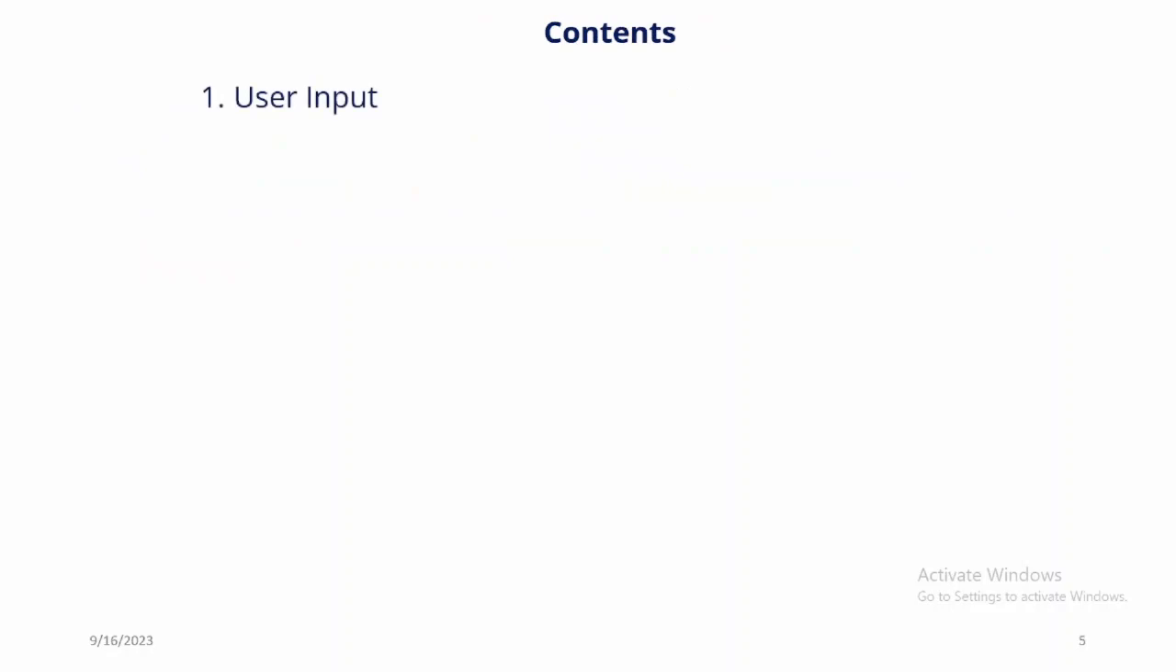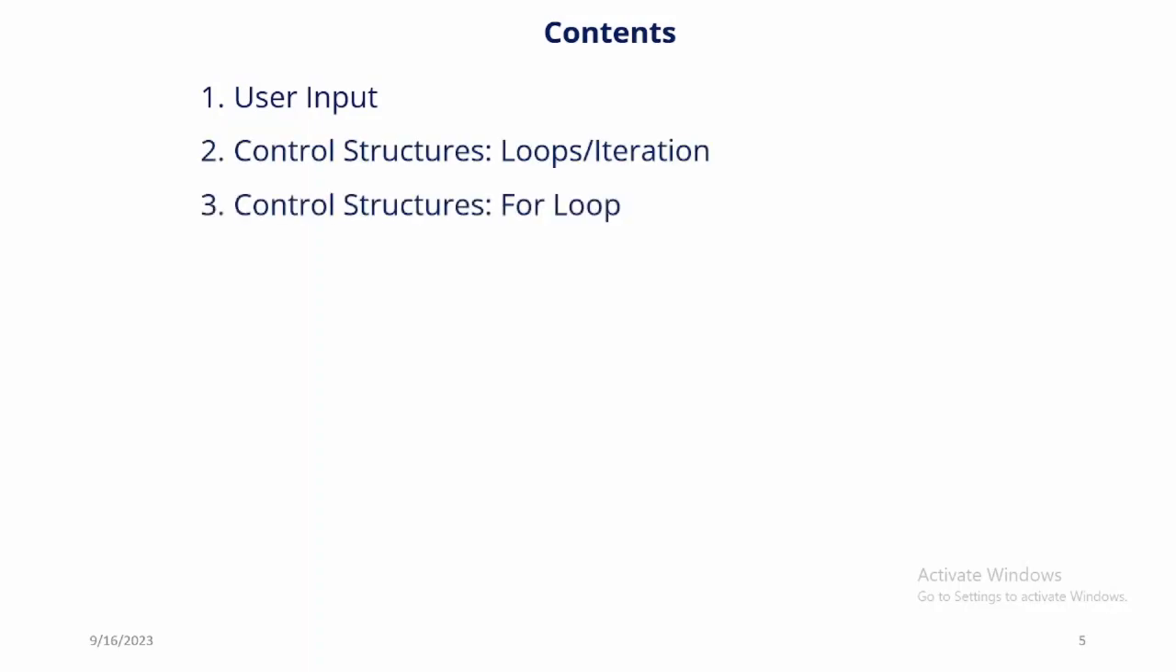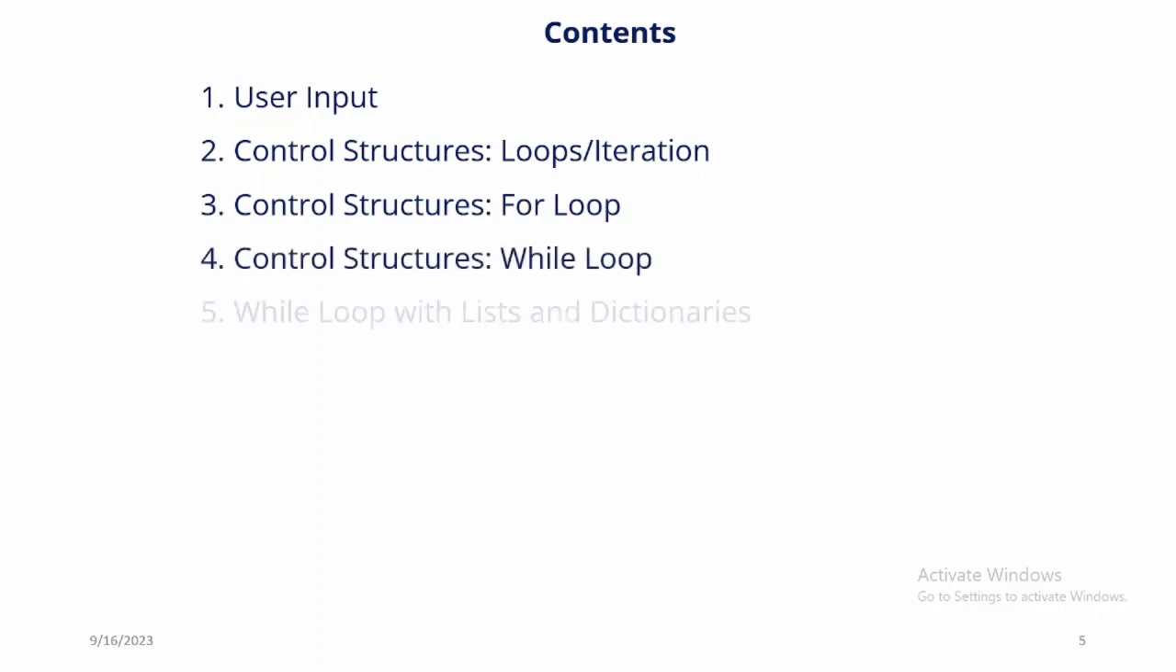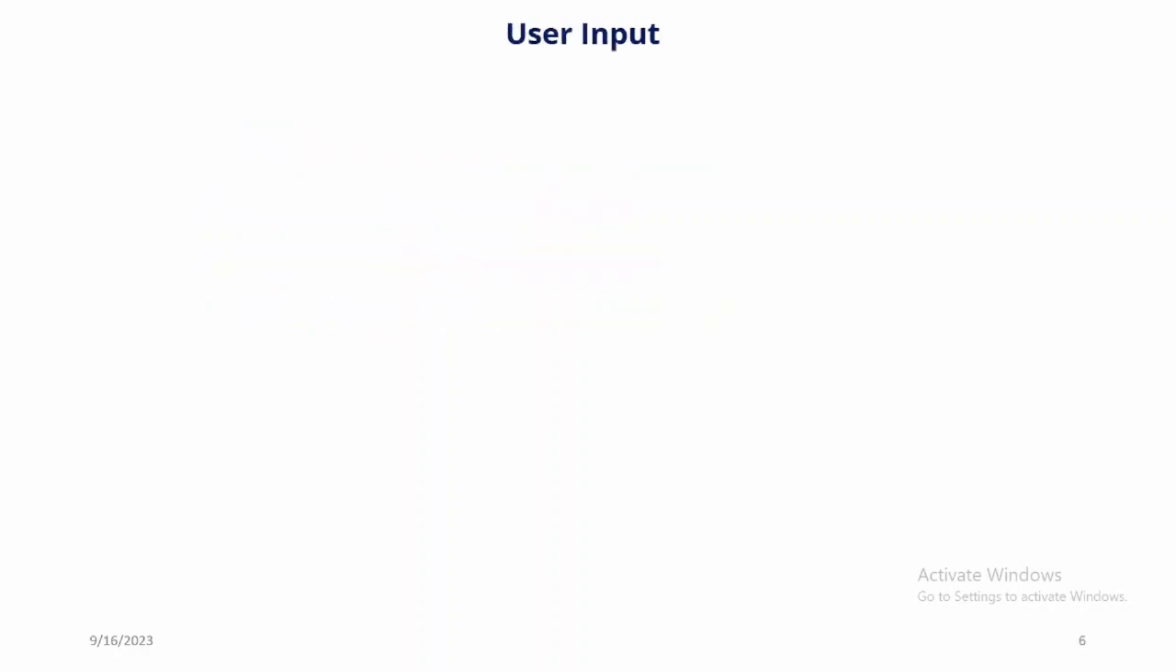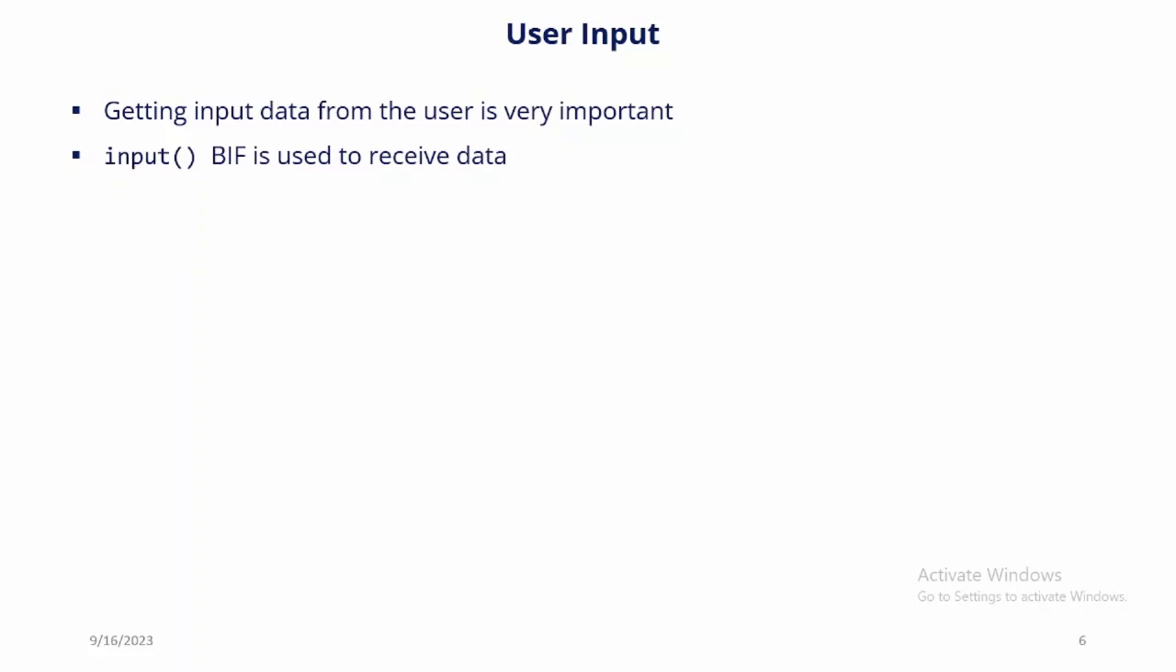Content. User input, which is actually not a part of control structures. Control structures: loop iteration, for loop, while loop with lists and dictionaries. Now let's look at user input. Getting input from the user is very important. Although this topic is not a part of control structures, it's something I should have discussed earlier and omitted, so I decided to put it here for understanding. The topic just gives advice when you are writing input statements.